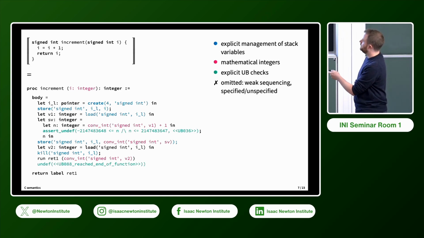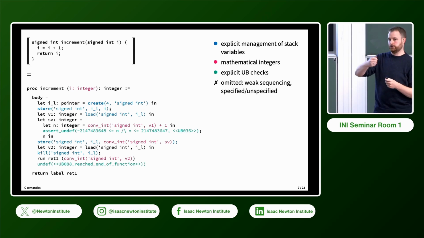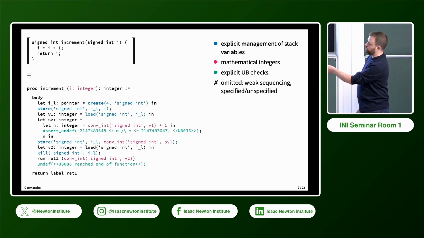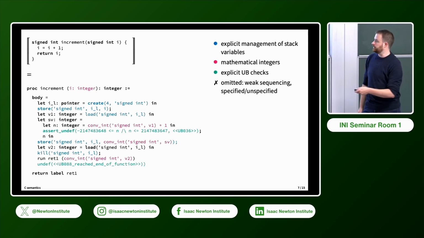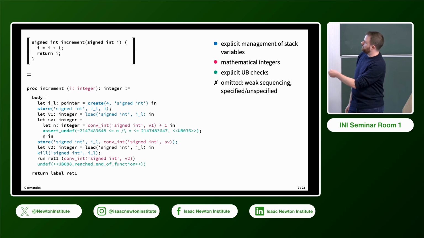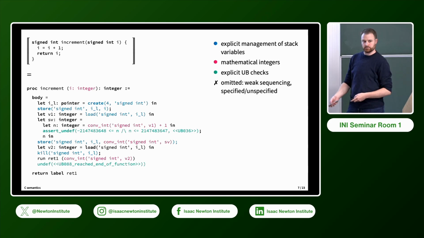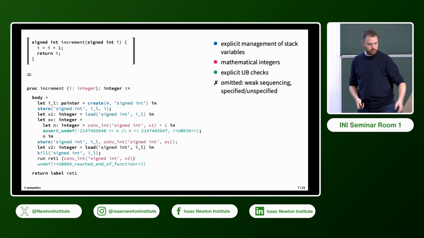So for example, stack local variables are complicated. You can take the address and pass it around. And so Cerberus treats them a bit like heap allocations, in that you have explicit create and kill and load and store. Thank you. Looks much better. So we have explicit create and load and store and kill for these stack allocations.